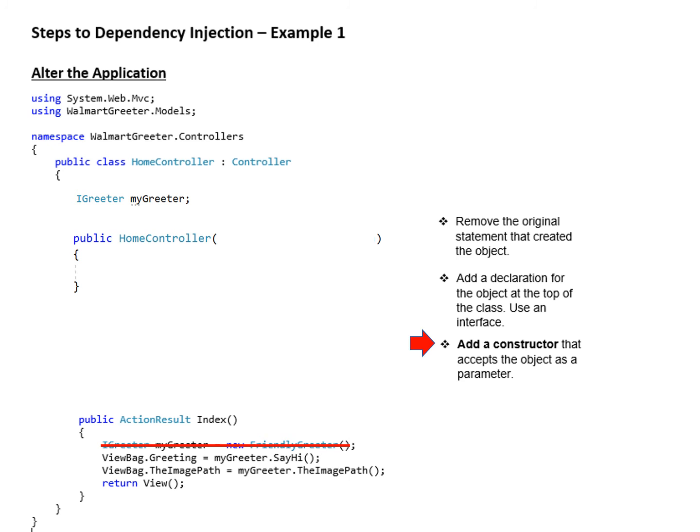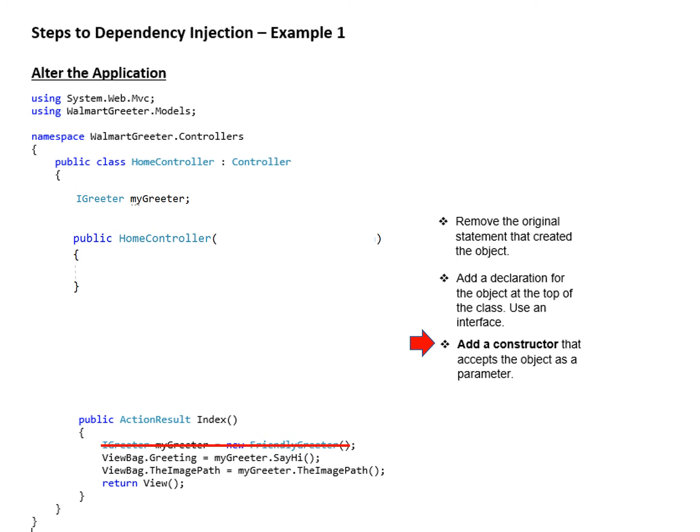So if the class is HomeController, then our method is going to be called HomeController. It does not have a return type. So we're just going to say public HomeController. Now we need to set this up so that it has a parameter.